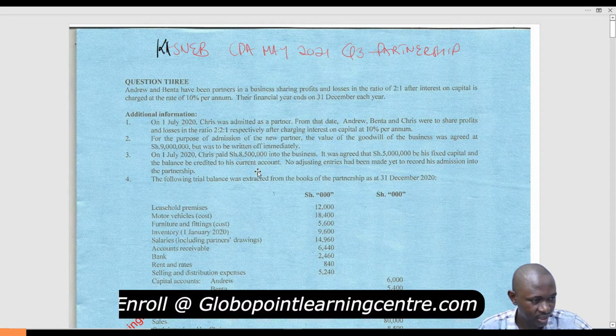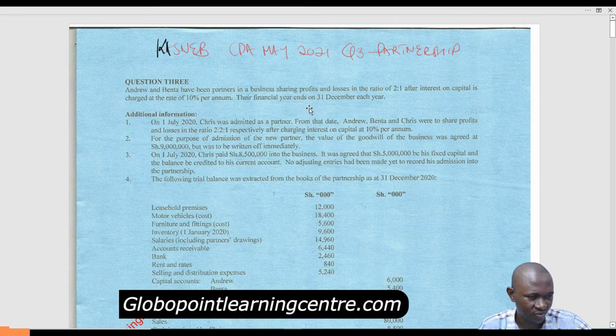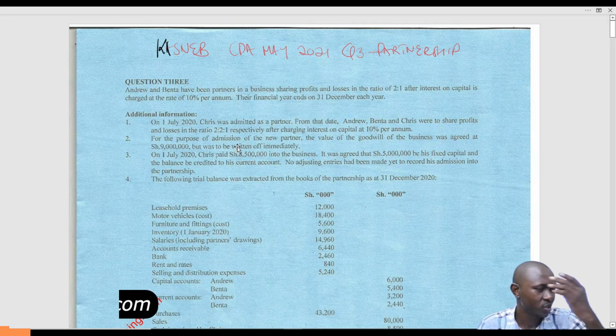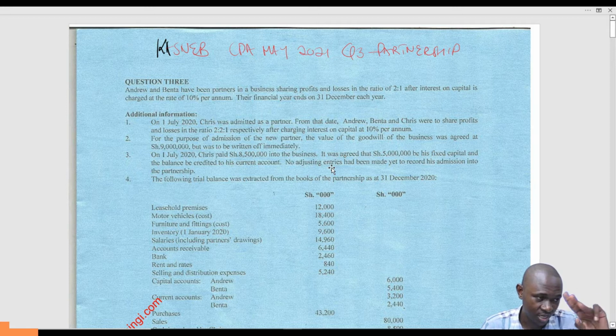Andrew and Benta have been partners in a business sharing profits and losses in the ratio 2:1 after interest on capital is charged at the rate of 10% per annum. Their financial year ends on 31st December each year. Additional information. On 1st July 2020, Chris was admitted as a partner. From that date, Andrew, Benta, and Chris were to share profits and losses in the ratio 2:1, respectively, after charging interest on capital at 10% per annum. That explains why they want the accounting information in 2 columnar forms, because the first half of the year, there were 2 partners. The other half of the year, we had 3 partners.